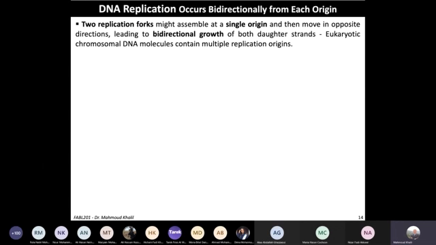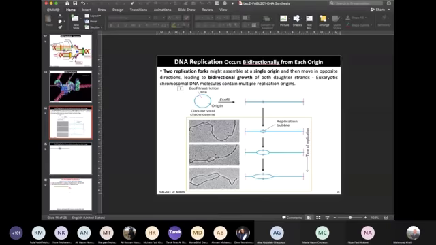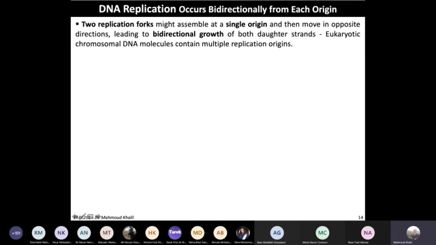Basically, replication does not occur in only one direction. It occurs bidirectionally from one origin. So normally we have two replication forks. They assemble at one single origin of replication and then move in opposite directions, leading to what is called bidirectional replication of both daughter strands. Actually, eukaryotic chromosomes have multiple replication origins.